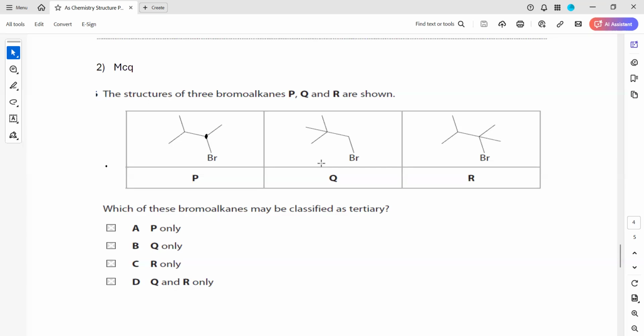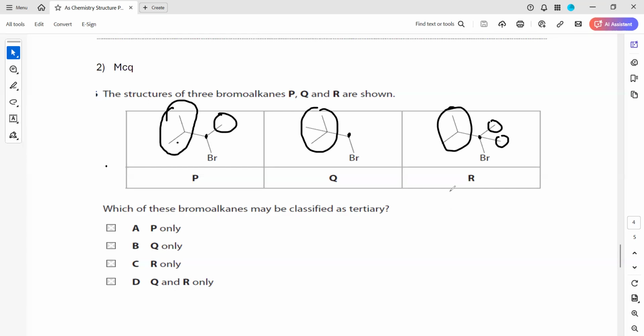So this is classified as one carbon chain, and this whole is classified as a second carbon chain. So two carbon chains. Here the carbon attached has only one carbon chain, so it's primary. Here the carbon attached with a halogen has one carbon chain, two carbon chains, and three carbon chains. So this is a tertiary. So this one is a primary, this is a tertiary, and this one is a secondary. So which one of them is classified as tertiary? Only R can be classified as tertiary.